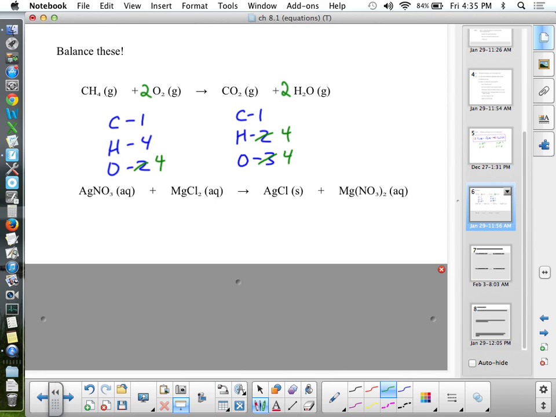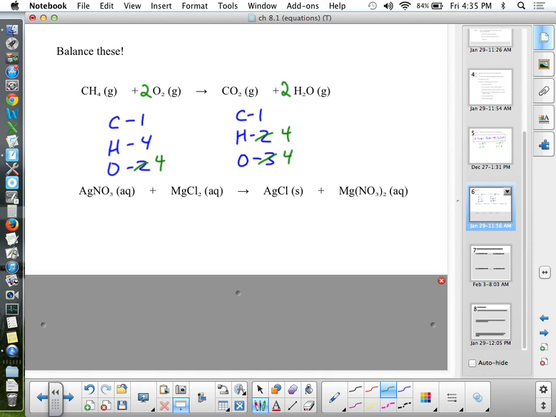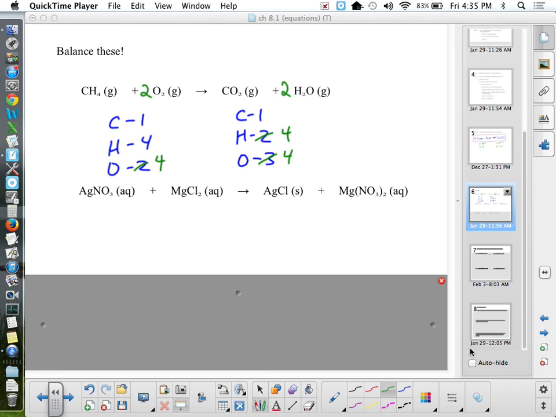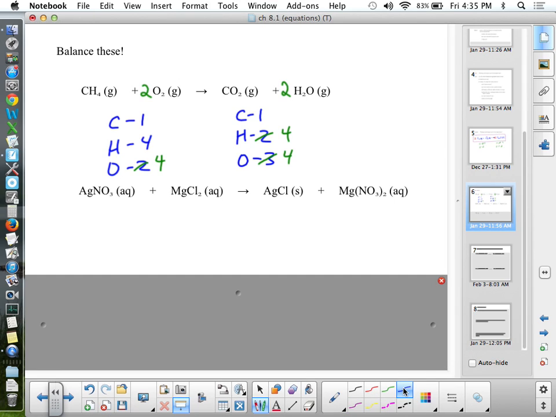AgNO3 plus MgCl2 forms AgCl plus MgNO3 twice. This is an example of something I told you a couple of pages ago, which is the following. Notice that in this reaction, nitrate does not undergo a chemical change. It is simply transferred from the silver to the magnesium. So now, instead of balancing by element, it's going to be much easier to balance by polyatomic ion.